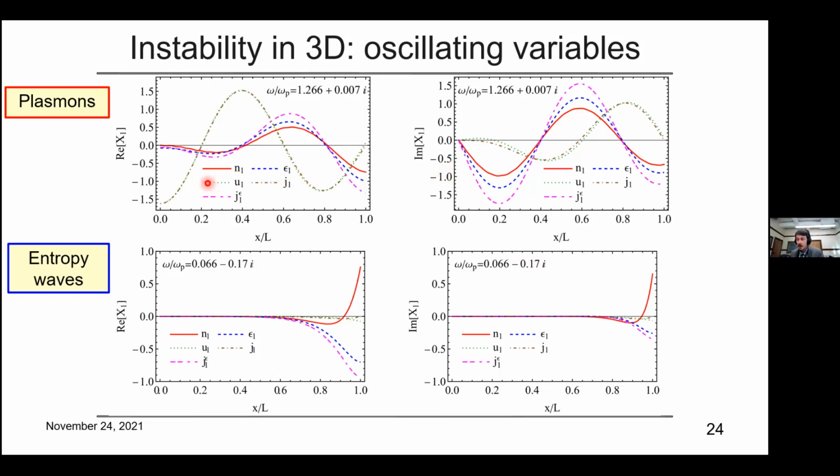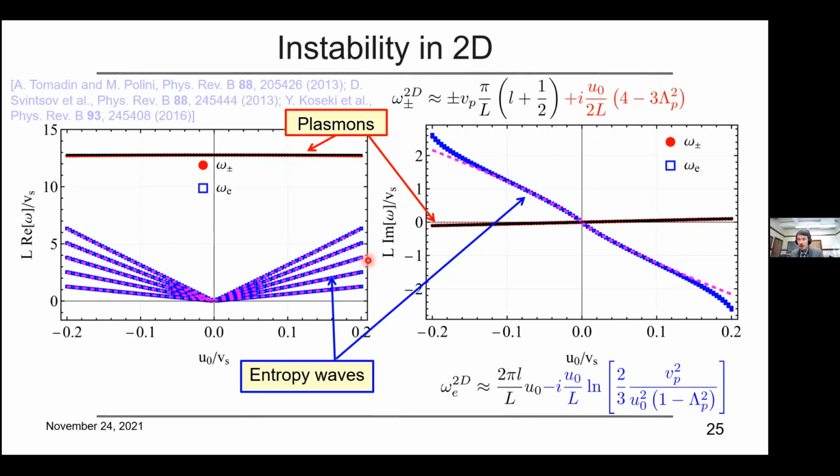For plasmons, for example, one can see that all variables oscillate: fluid velocity, density, energy. In the case of entropy waves, however, the velocity oscillations are vanishingly small compared to other oscillating variables. Furthermore, we have a noticeable localization of entropy waves at the end of the wire where we do not fix temperature. So in addition to different dependence on the flow velocity, we have different spatial localization and different oscillating variables for plasmons and entropy waves. Finally, in 2 dimensions, we have a very similar picture.